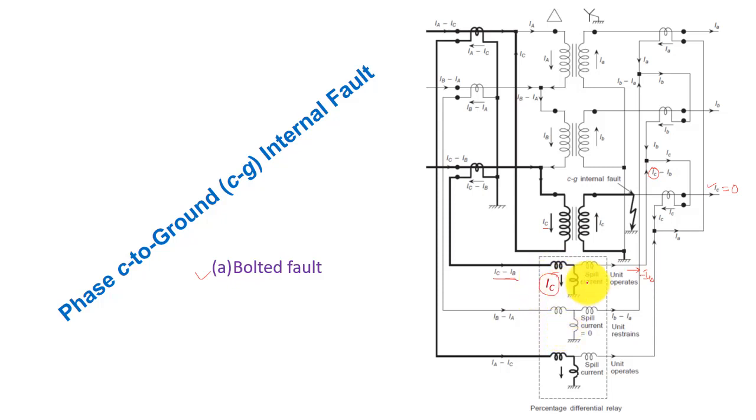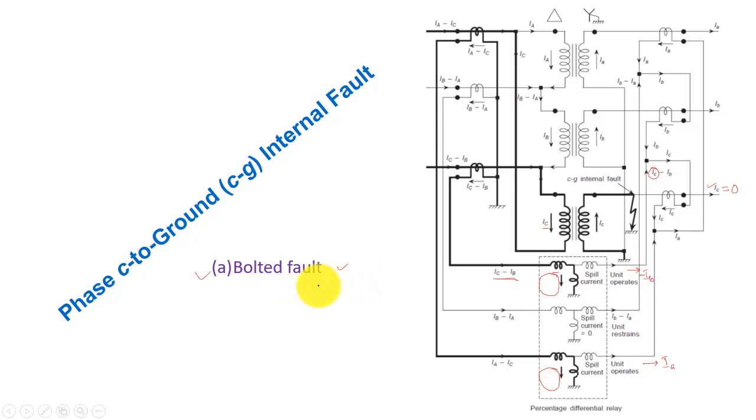So the spill current here is IC, and another spill current here will be minus IC, because in this branch only IA is flowing. You can see here, because IC is 0, only IA is flowing. So the spill current here is minus IC, and therefore for the internal fault this kind of scheme will respond very nicely.